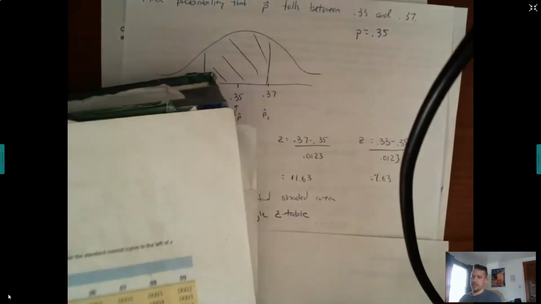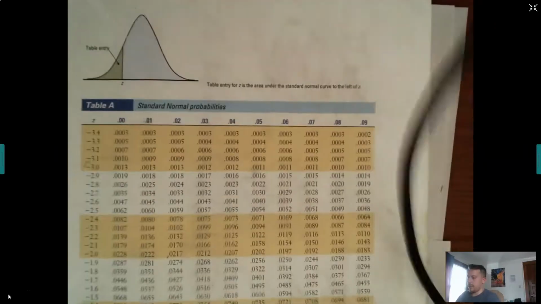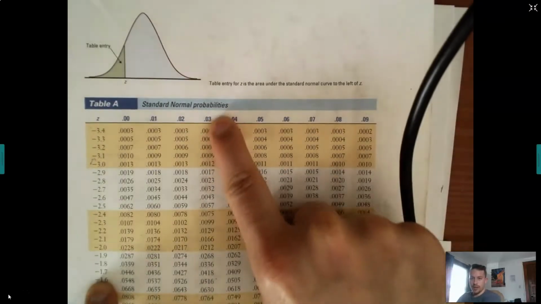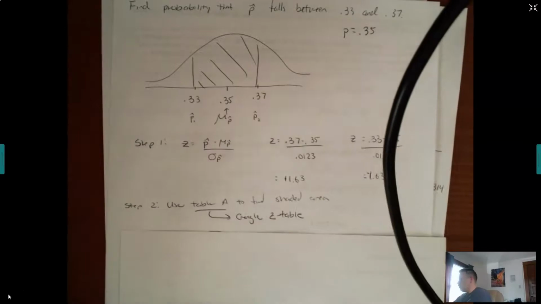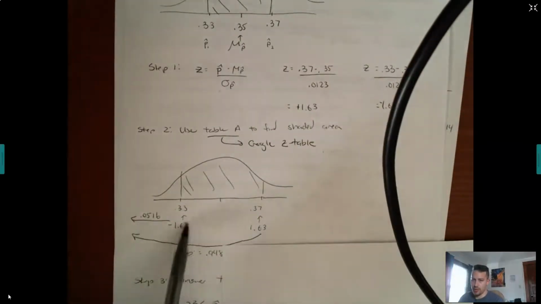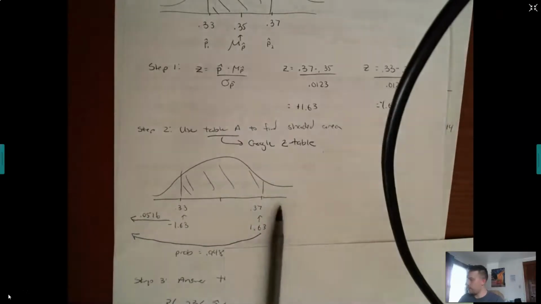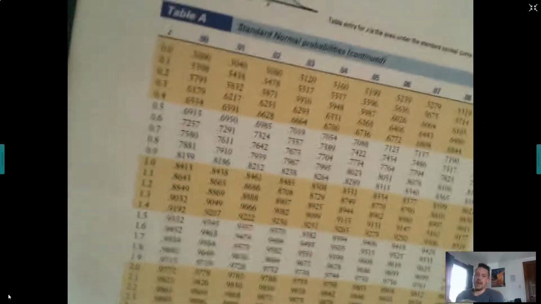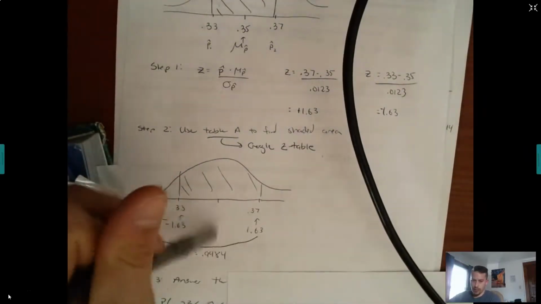Okay, so we have our two z-scores, 1.63 and negative 1.63. I'm going to start on the negative side since that's the first page. Negative 1.6 lines up with 3 right here. That's 0.0516. I just drew the picture again. So to the left, negative 1.63 is 0.0516. And then I'm going to look up 1.63 on the back. This is going to be hard to maneuver because I don't want to move my doc camera around. So 1.63 is 0.9484, and you'll see that right here. So that was using Table A in the book.